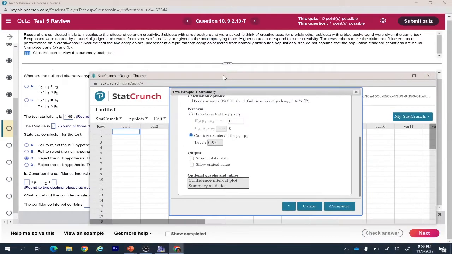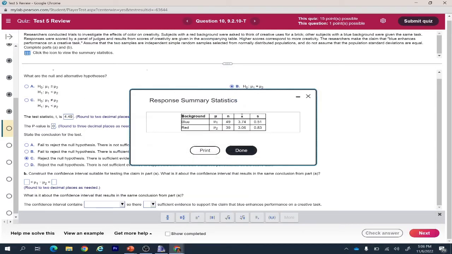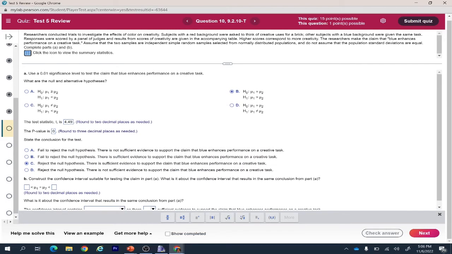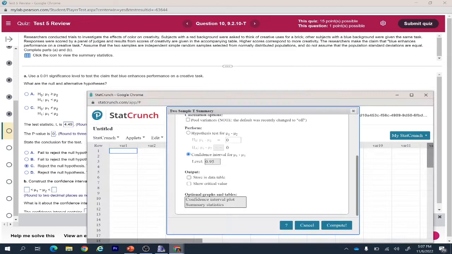Where is the significance level? Okay, here. Yes, here is the significance level, 0.001, to test the claim that blue enhances. So there is no both parts. So 1 minus 2 times this is 0.98. So that's the reason we are going to choose 0.98.